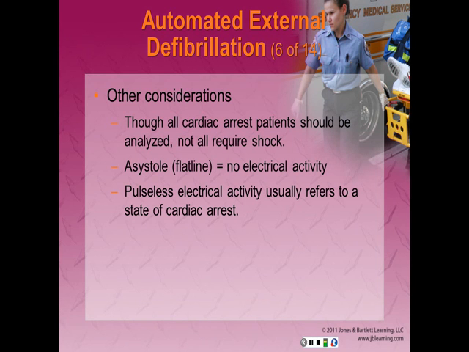For example, asystole, which we talked about earlier, or flatline, indicates that there is no electric activity remaining, and PEA, or pulseless electrical activity, usually refers to a state of cardiac arrest despite an organized electrical complex. So basically, there's a rhythm on the monitor, it's an electrical rhythm, but there's no mechanical pumping of the heart.